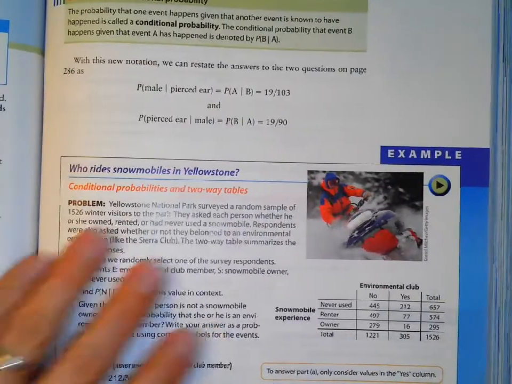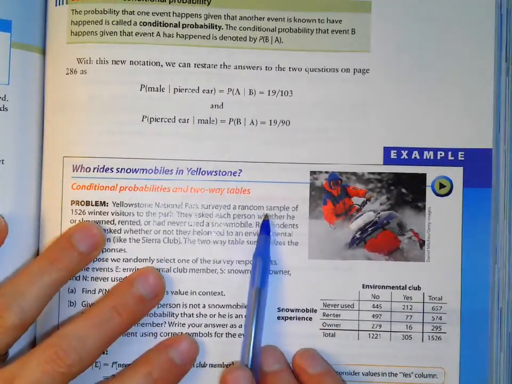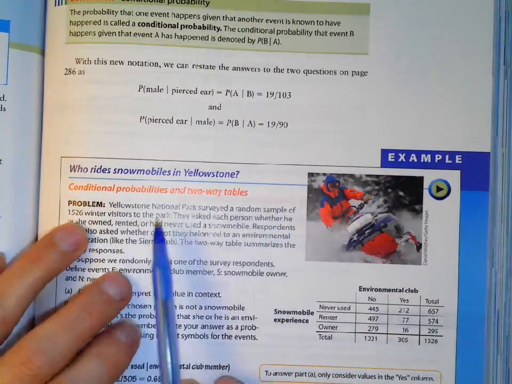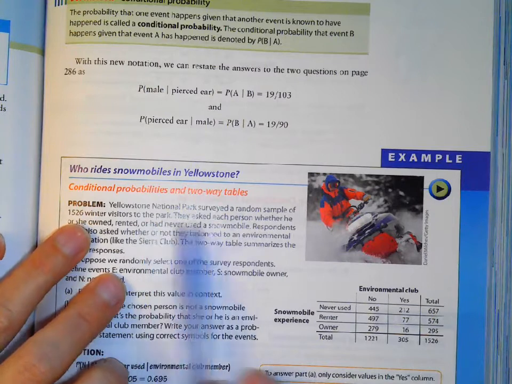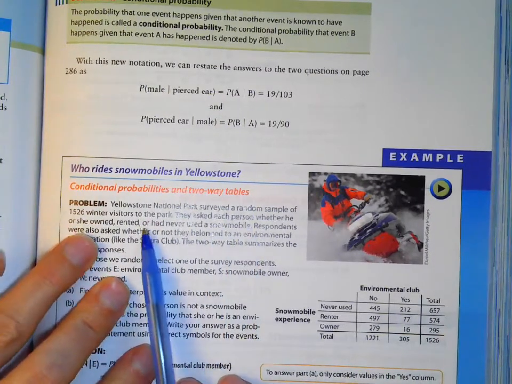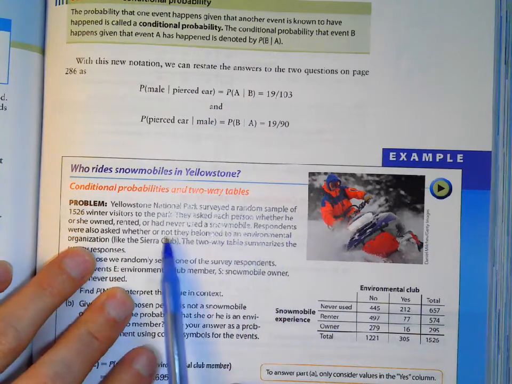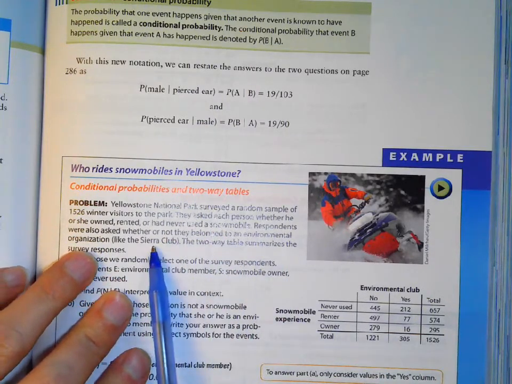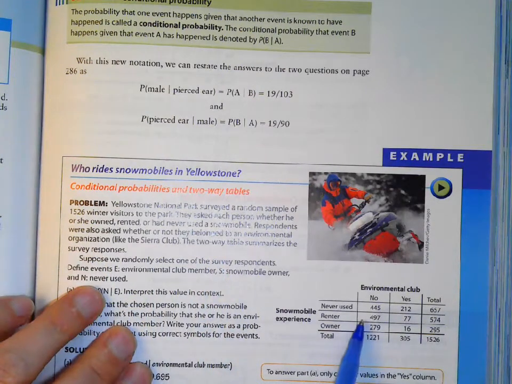So let's look at this example here. They took a random sample at Yellowstone National Park. By the way, they have snow there right now. Of 1,526 visitors during winter, they asked each person whether he or she owned, rented, or never used a snowmobile. The respondents were then asked whether they belong to an environmental club, like the Sierra Club. The two-way table describes their responses here.